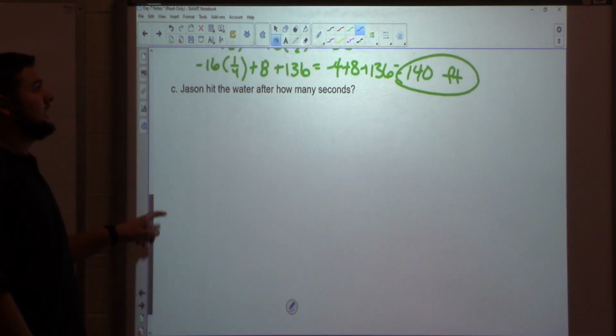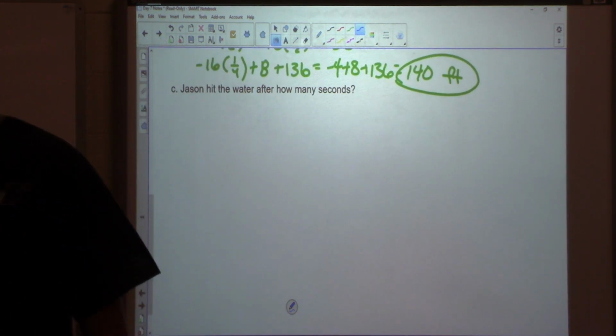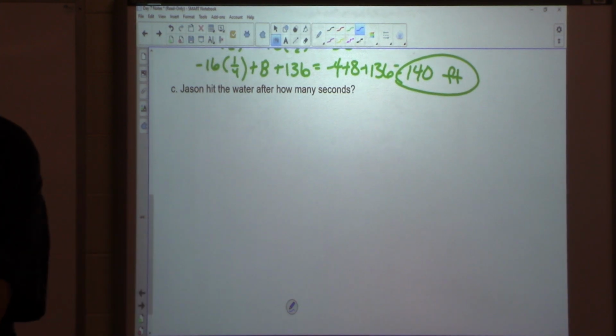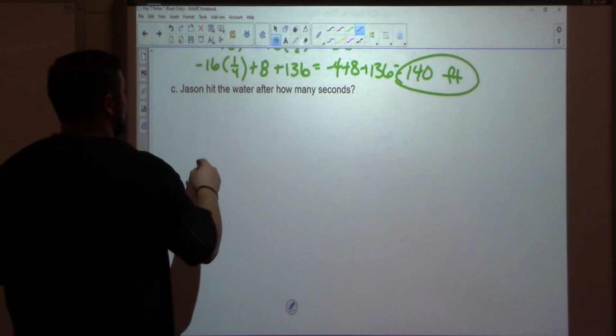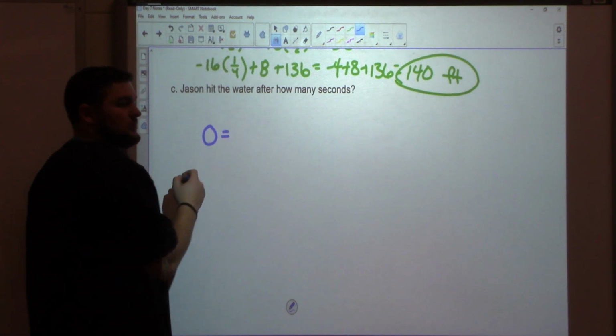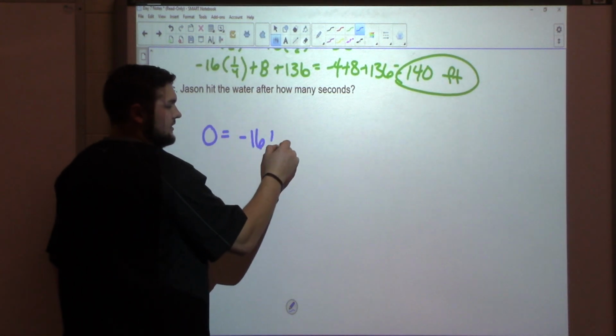Jason hit the water after how many seconds? So, well, we're looking for what? Time, right? So we're looking for an x value. So we've got to figure out, how do I find that x value? What is 0? That's his height when he hits the water. So if my function's my height, I can set that whole function equal to 0. Right? Does that make sense, guys?